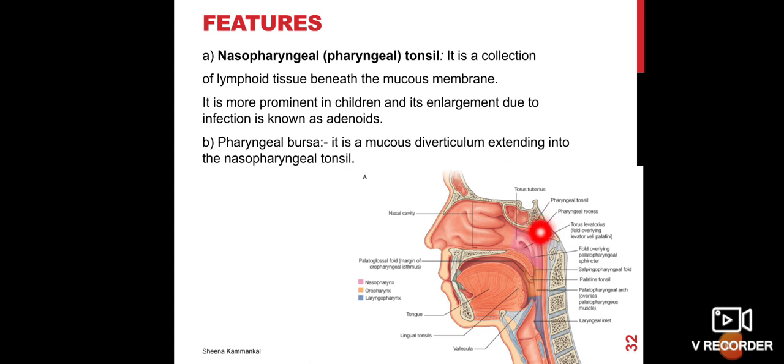This pharyngeal tonsil is more prominent in children, and it gets enlarged due to infections; this kind of enlargement is called adenoids. Another feature is the pharyngeal bursa, which is nothing but a mucous diverticulum extending into the nasopharyngeal tonsil. So the pharyngeal tonsil, which is present at the roof of the nasopharynx, is covered by a mucous membrane, and the same mucous membrane has a diverticulum which is called the pharyngeal bursa.